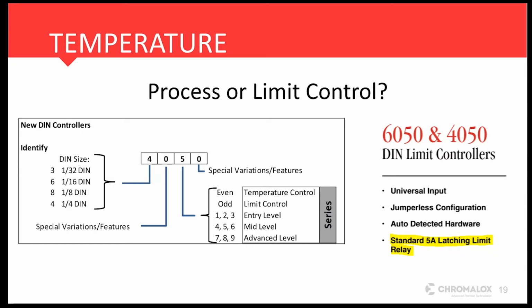The third digit, you can see, is even for our temperature controls, odd for our limit controls. So that might make sense why a 4040 is a temperature control, but a 4050 is a limit control. And then the higher the number, the more advanced it is with more features. So the 6020 is pretty simple, and the 4080 series is a lot more advanced.